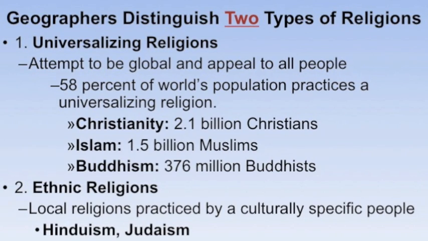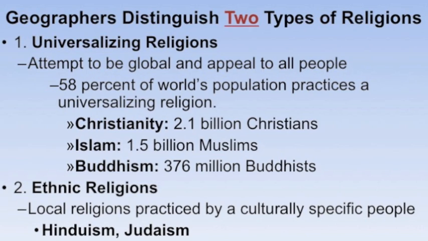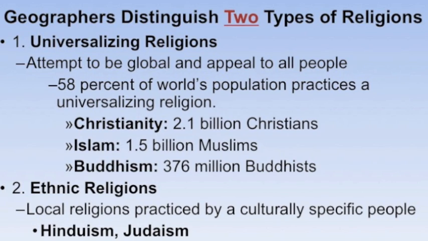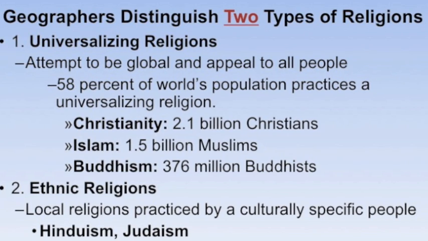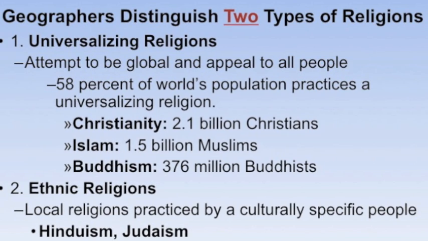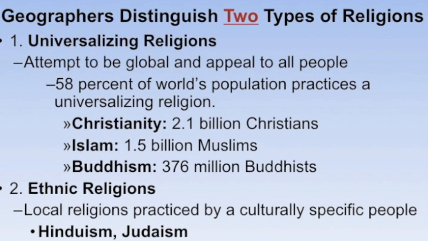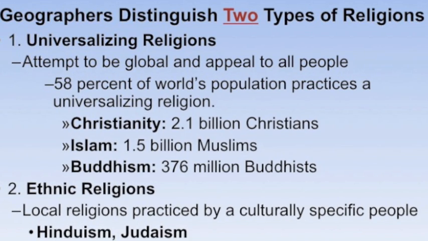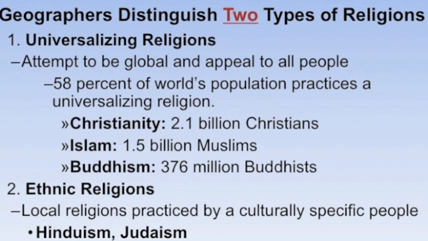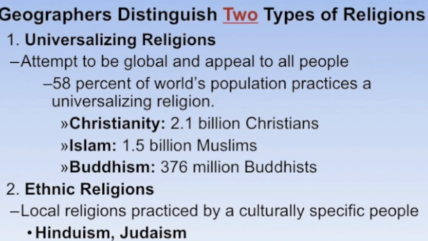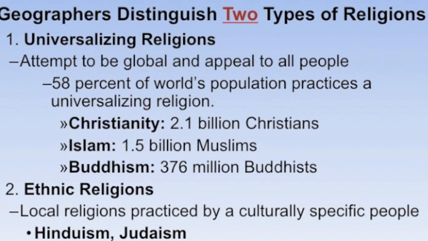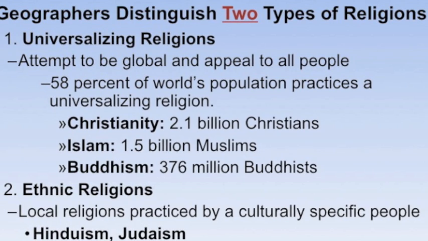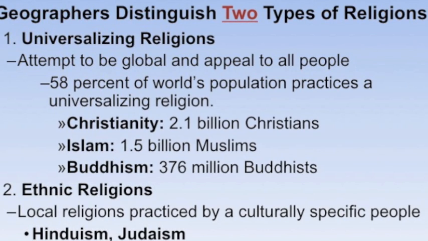So, geographers then distinguish two types of religions that relate to what I just said in the earlier slide, and that is that universalizing religions are those who do attempt to become global and therefore appeal to more people throughout the world. 58% of the world's population practices what we call a universalizing religion. And we have 3 examples of those religions here on the slide: Christianity, Islam, and Buddhism. All 3 of these religions are found throughout the world and do attempt to convert others.